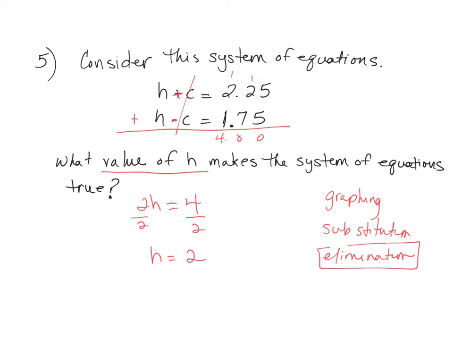The key is that you have one of the variables that when you add them together you get 0. And that allows you to simply add the equations together and then add the h's, add the constants, and then solve.